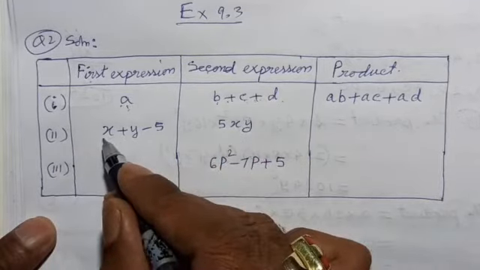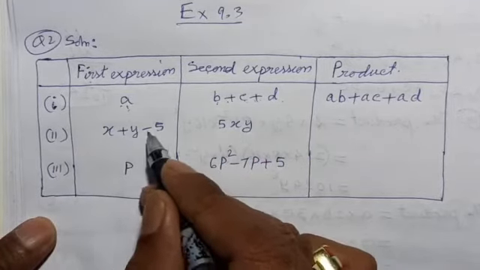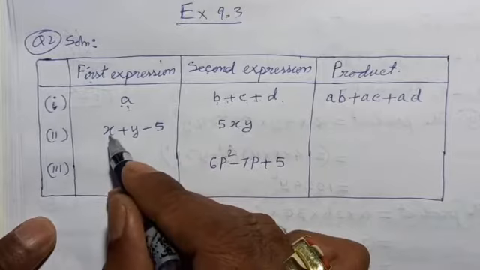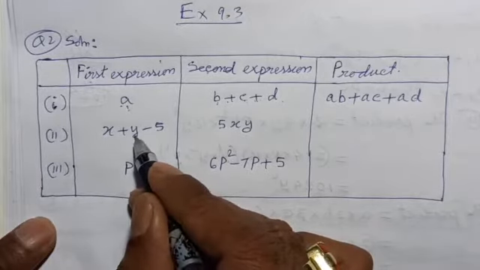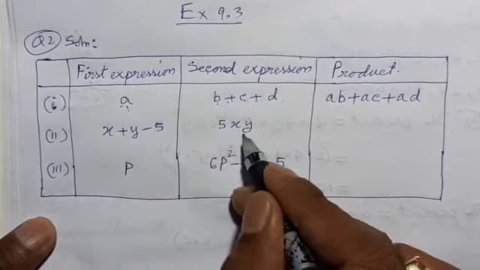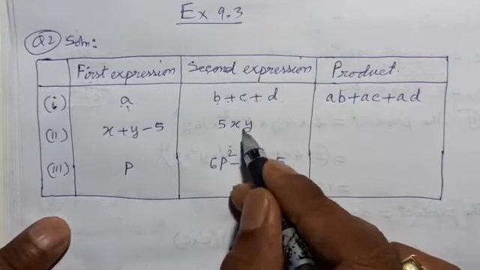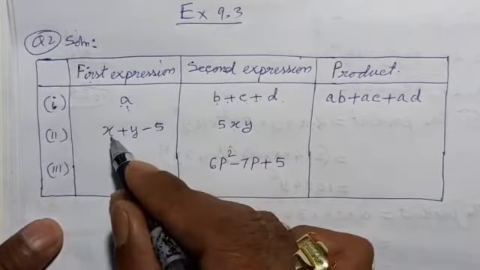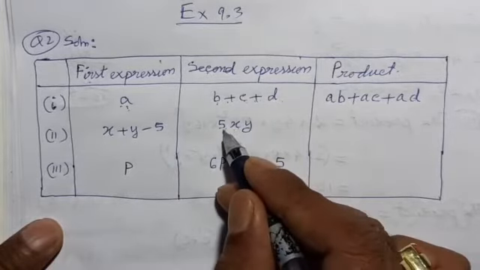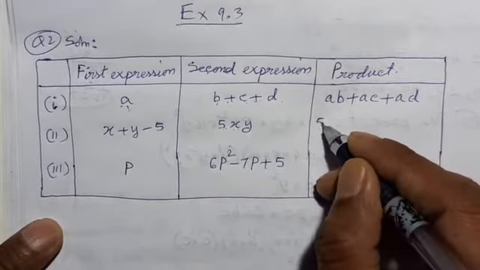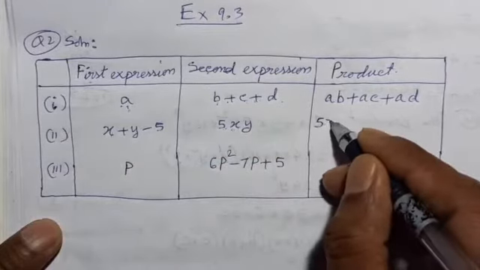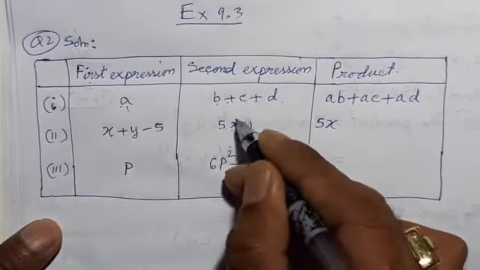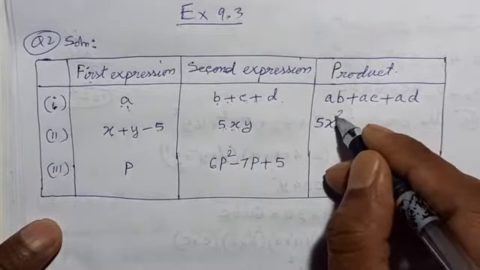Here is 3 terms, x plus y minus 5. X is first term, y is second term, minus 5 is third term. Here is only one term, 5xy. So let us multiply these two. X multiply 5xy, then first number is 5. X into x, the powers will add together. Here is power 1, here is power 1. 1 plus 1 is 2, so power 2.